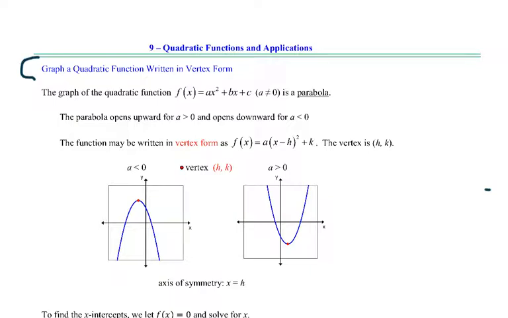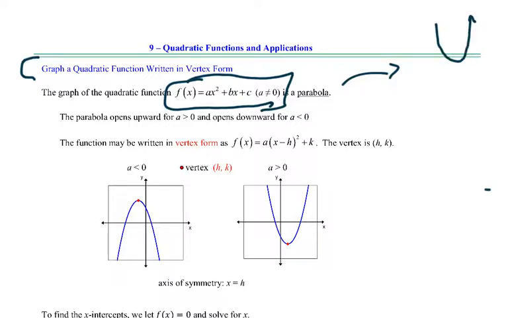So the graph of a quadratic function is typically written as f of x equals ax squared plus bx plus c, where a is not equal to 0. And we end up getting a parabola as our graph. A parabola is just a U-shaped function, either pointing upwards when a is greater than 0, or it points downwards when a is less than 0.